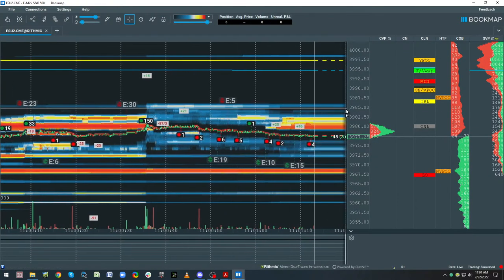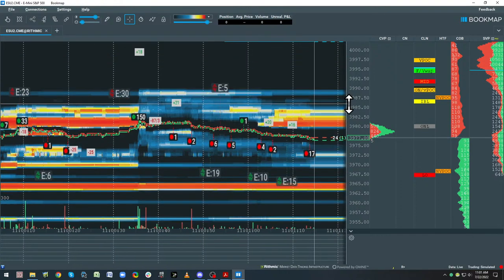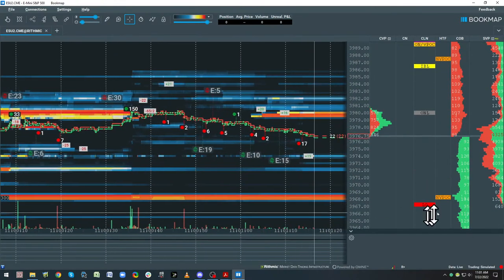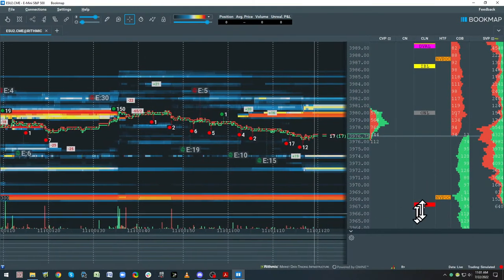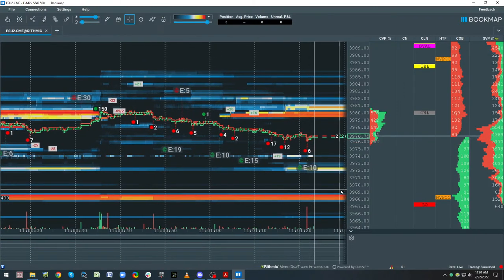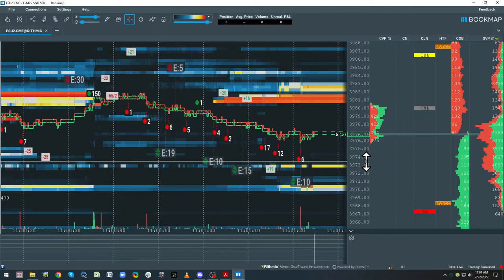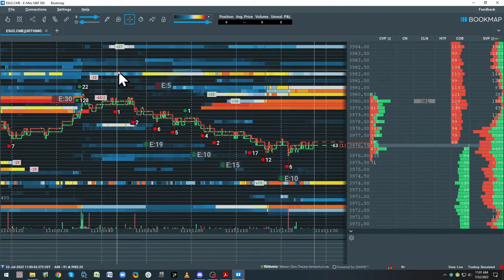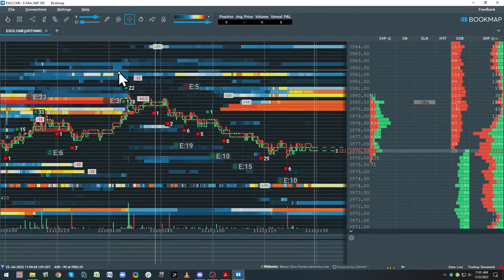Now, one of the things that I think is rather confusing, this is our target in here, right? So, for me, that was an important area to observe. And remember, there are no trade recommendations here.